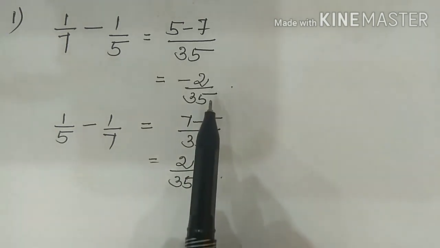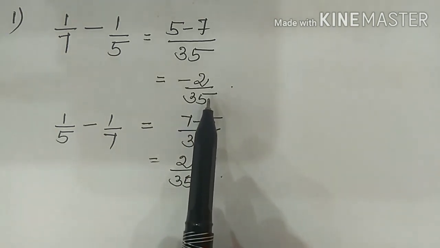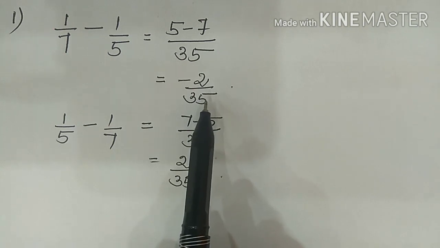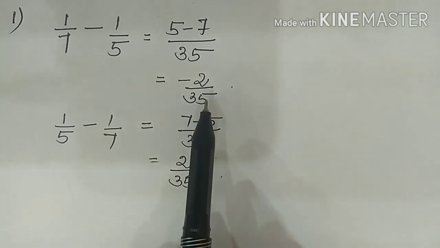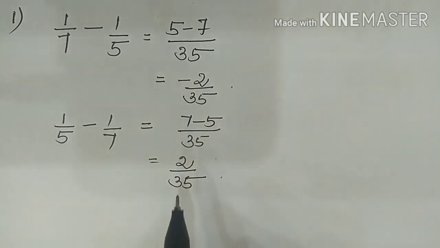Now look at the results. In case 1, the result is minus 2 by 35, whereas in case 2, the result is 2 by 35. Look, case 1 minus 2 by 35, case 2 plus 2 by 35. Are they same? No. The answers are different.